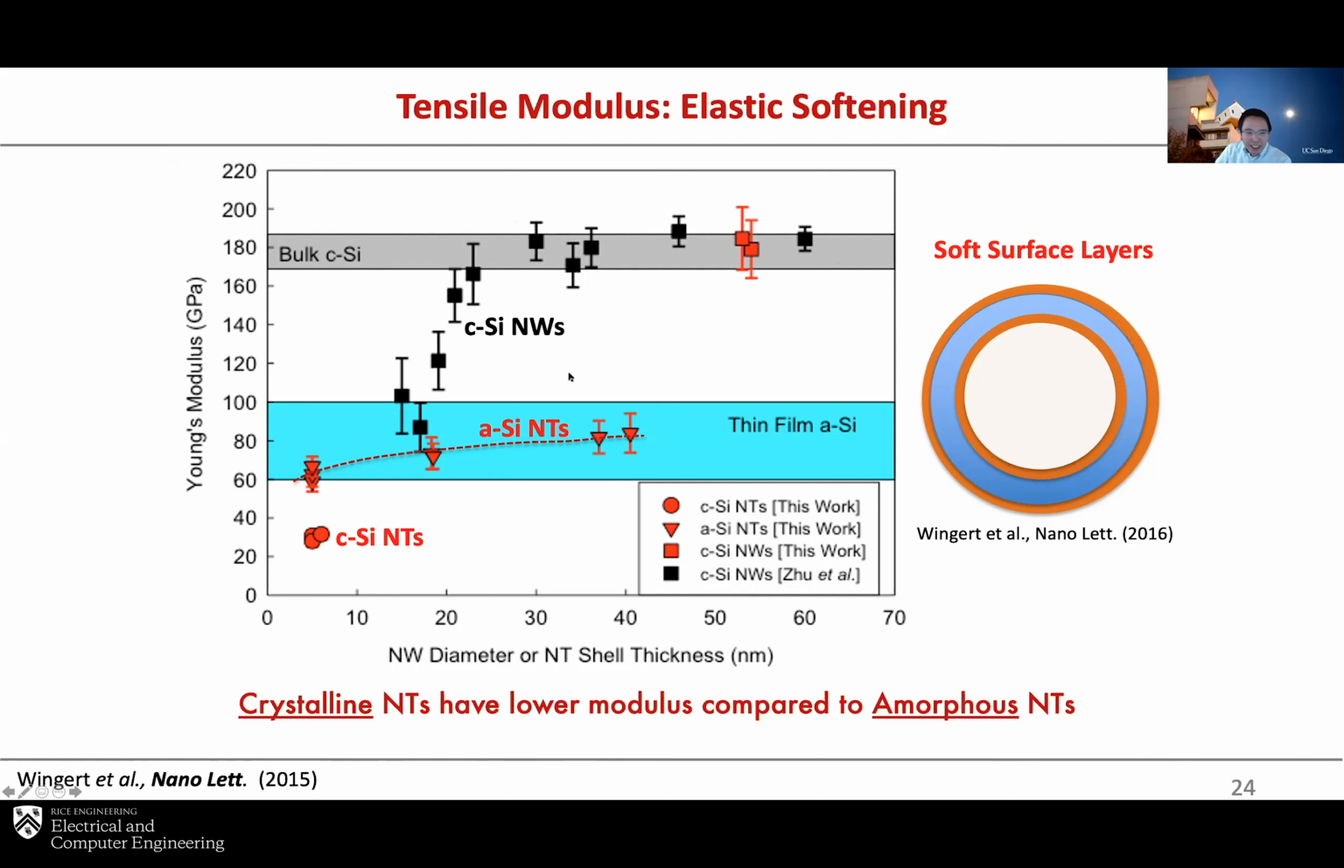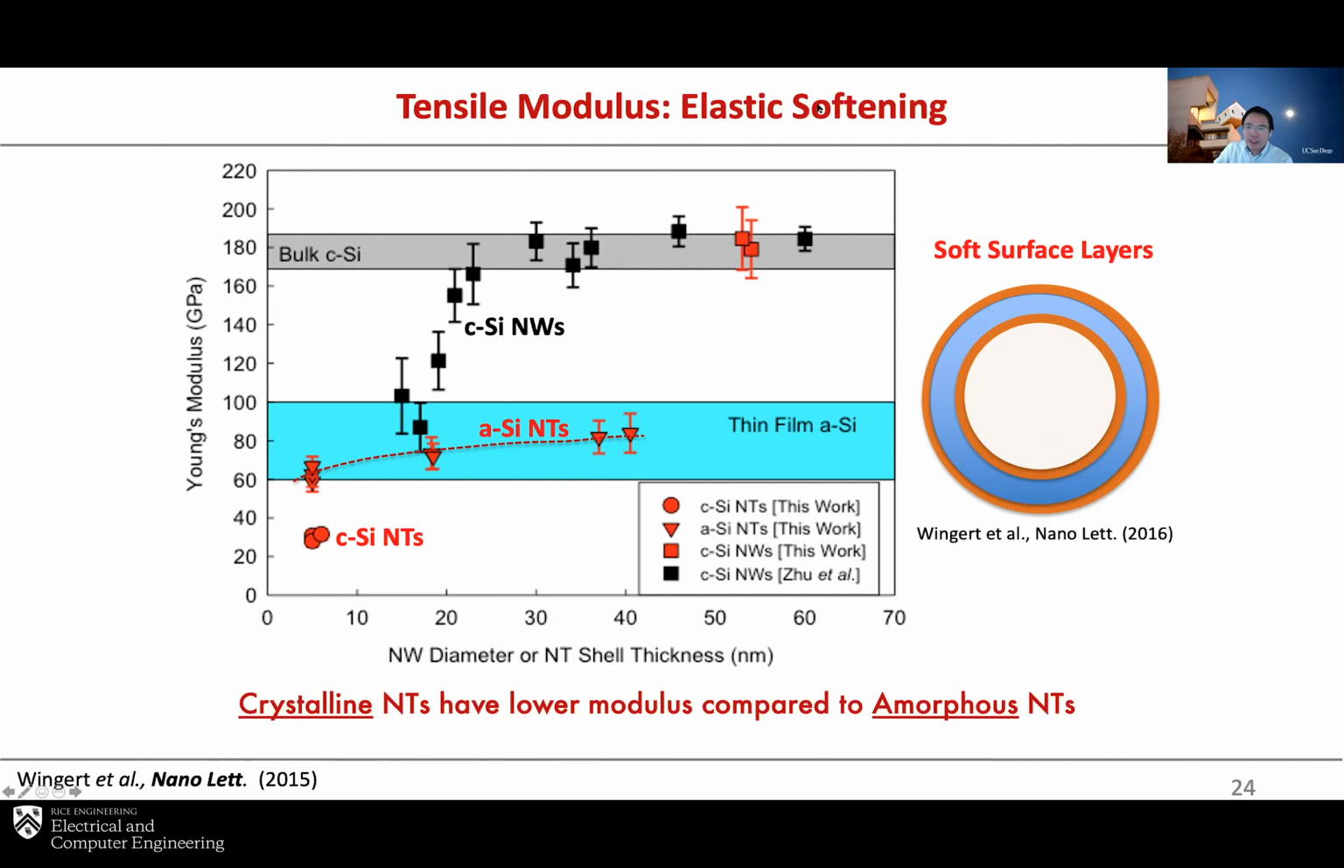That's about 6 times smaller than bulk crystalline silicon. On the other hand, for amorphous nanotubes, we have different sizes, from 5 nanometers all the way to 40 nanometers. They have a very weak size dependence, maybe from 60 gigapascals to 80 gigapascals. This all falls within the range of thin film amorphous silicon that people measure. So one thing we can learn is that the crystalline nanotube has much lower Young's modulus compared to the amorphous nanotube, and it's 6 times lower than bulk crystalline silicon.